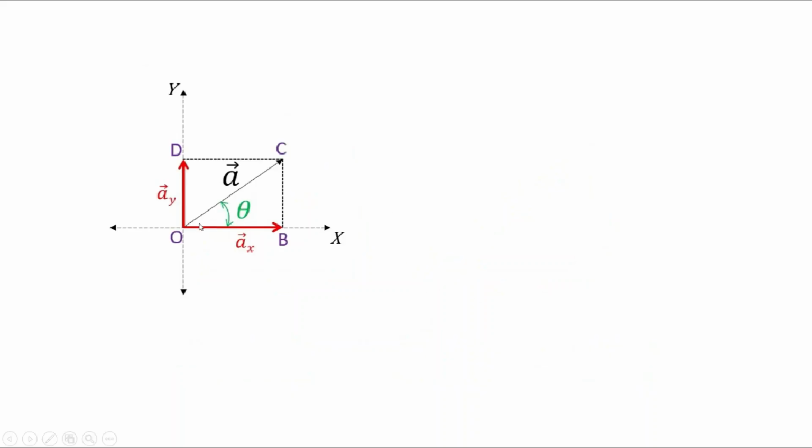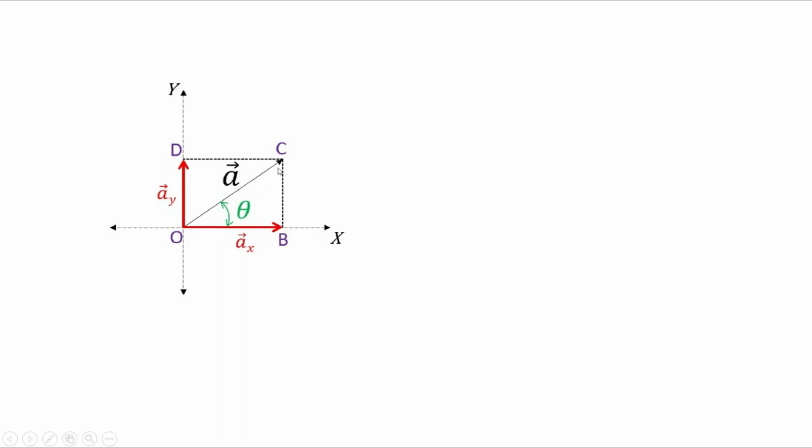Now consider vector A represented by both magnitude and direction. Here the arrow mark indicates the direction of the given vector, and let the origin of this vector coincide with the origin of the xy coordinate system, and CB and CD are the two perpendiculars drawn to the x and y axis respectively. Let theta be the angle made by vector A with respect to its horizontal component, and here AX is the component of vector A along the horizontal axis, that is the x axis, and AY is the component of vector A along the vertical axis, that is the y axis. That is, these two are the horizontal component and the vertical component.